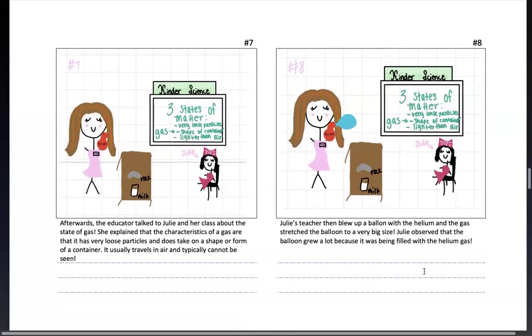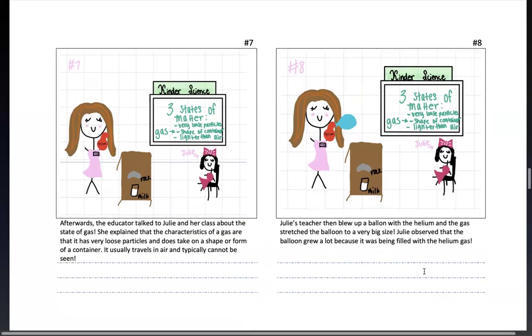Afterwards, the educator talked to Julie and her class about the state of gas. She explained that the characteristics of a gas are that it has very loose particles, and it does take on the shape or form of a container. It usually travels in air and typically cannot be seen.